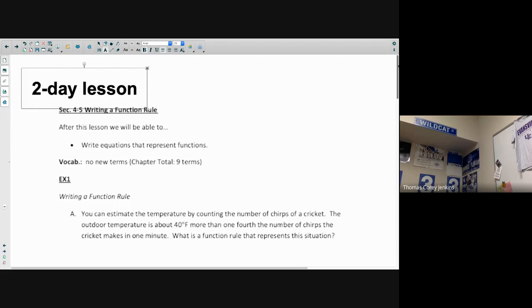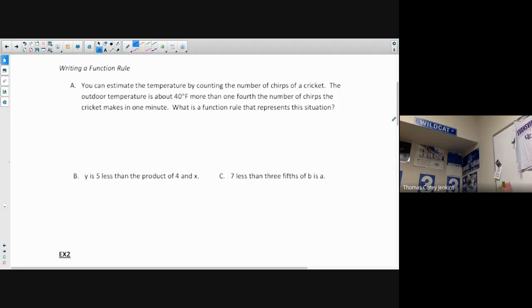Just like 4.4, we're going to spend a couple days on 4.5. So this is the first part of it. It's all about being able to write a function rule, and we're probably starting with the easy part. So I guess that's not a bad thing. It's a skill we've worked on quite a bit already, taking word phrases and turning them into expressions and equations. The lesson after this will be more like if I give you a table of values, then you can write a rule for it. So that's a little bit harder. So anyways, let's go ahead and get to the easier stuff.